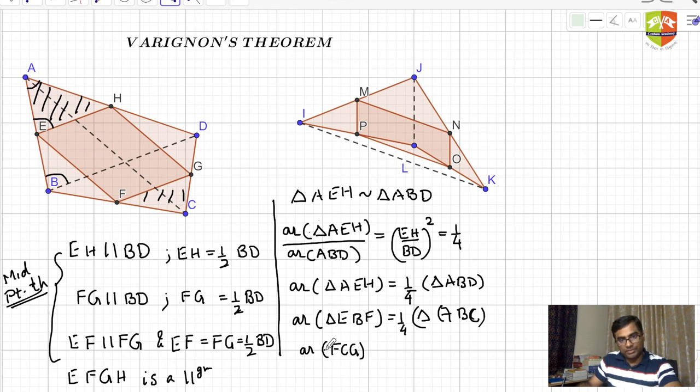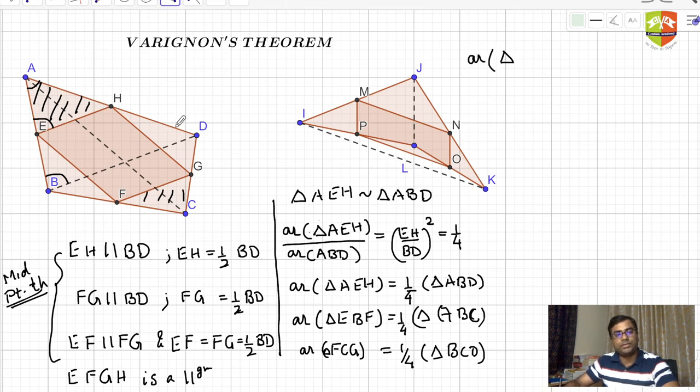FCG. Okay. So, even if you don't mention the delta, it's okay. So, 1 by 4 triangle. Which one? BCD. If you check, BCD, by the same logic. And the fourth one I'm writing over here is the area of triangle. Which one? This one now. HDG.